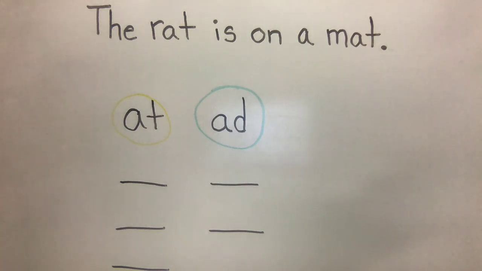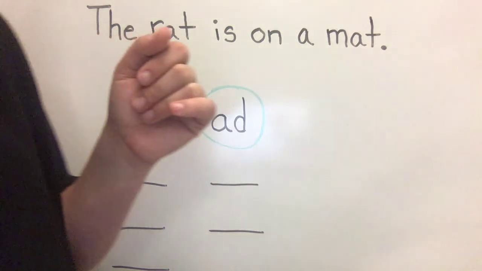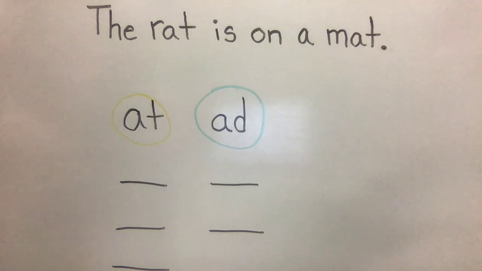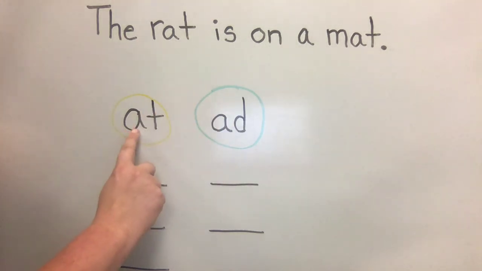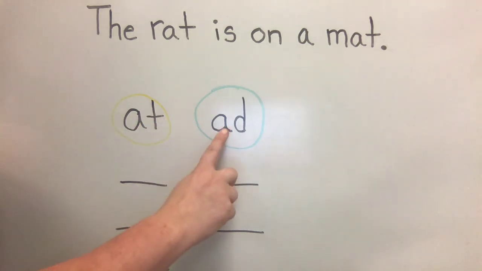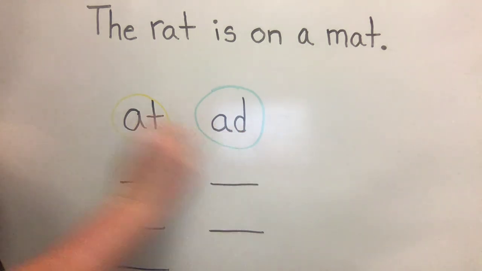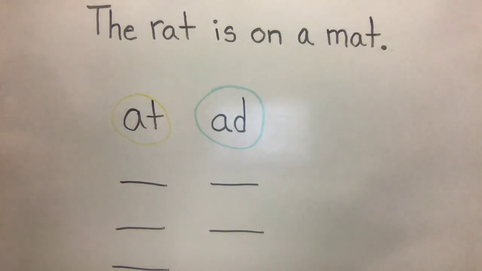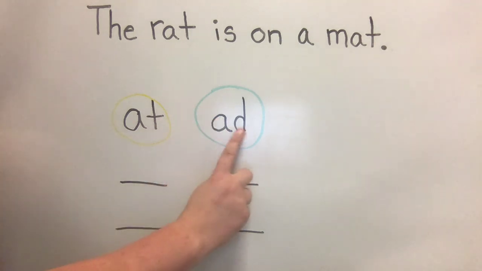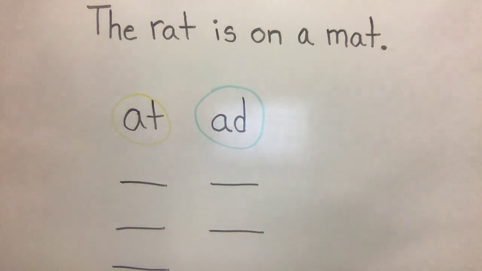All right, we're going to be reading sentences today. And then we're going to be finding the special word families that we learned about, which is at. Can you say at? At. And add. Add. At and add, we're going to find word families, words that have these letters next to each other in them. But first, we need to read the sentence.